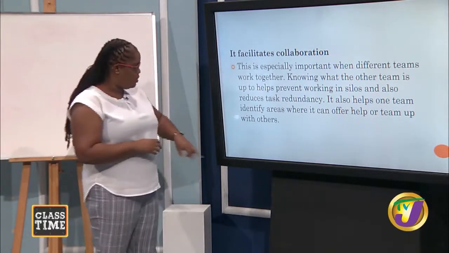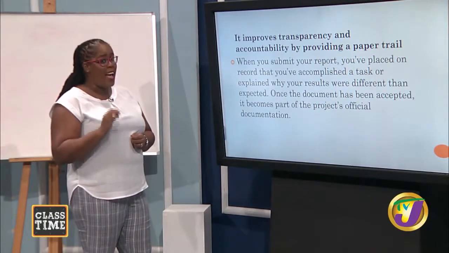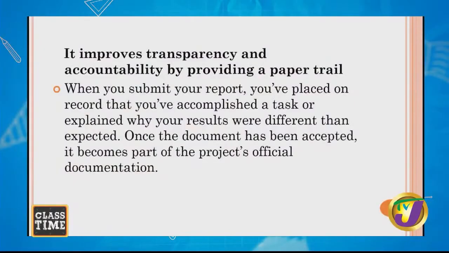Very good. All right. It improves transparency and accountability by providing a paper trail. Now, we have been talking about paper trail for quite some time, right? The fact that you have it there so that you can know that it is done, the proof, right? So they said that the proof is in the pudding, right? So if you have the actual proof, you can go back and say, okay, yes, here it is, it was done. So a progress report will help you to have accountability, right? And creates transparency. Now, what do we mean by this?